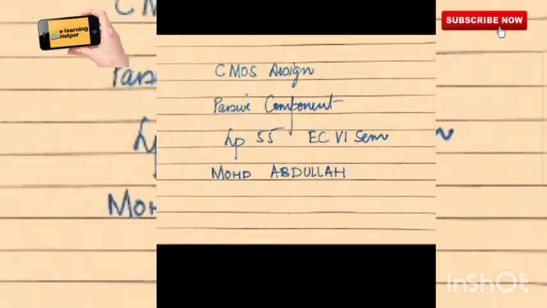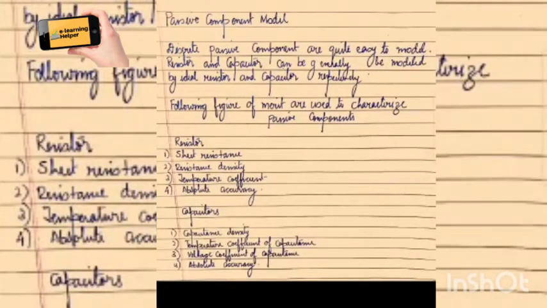Again, I'm back with the new topic called passive components. This is the last topic of our CMOS design, the fifth unit, passive components. Now, what are the passive components? We are going to discuss in this topic what they are and how they are designed or fabricated using the CMOS fabrication technology.